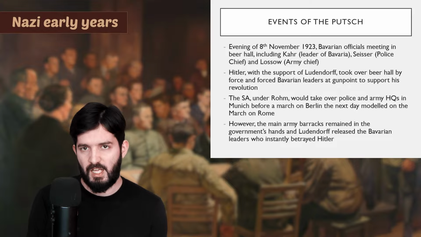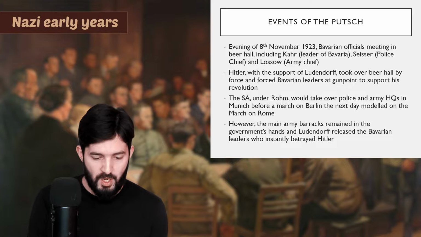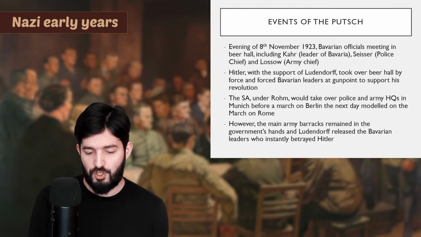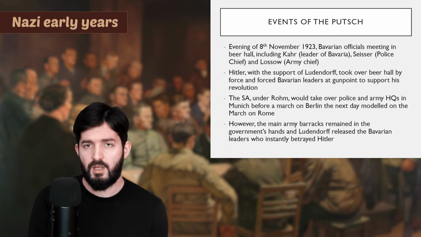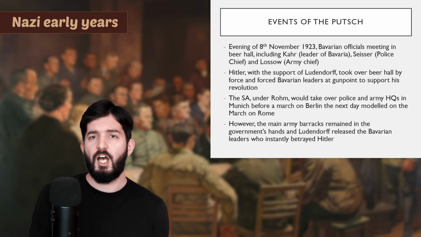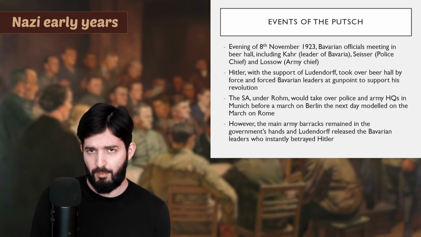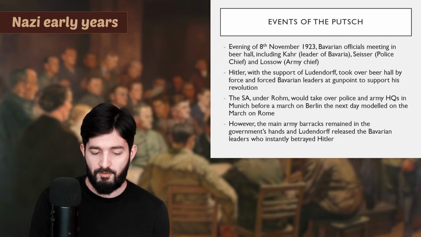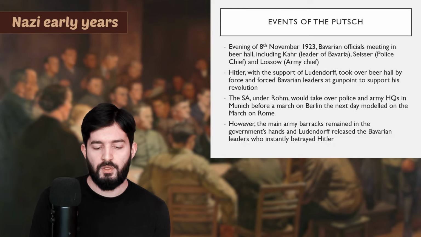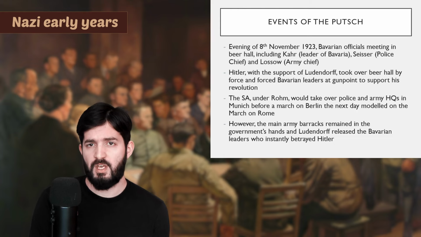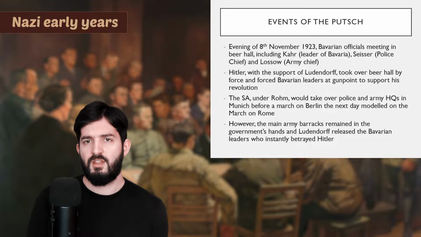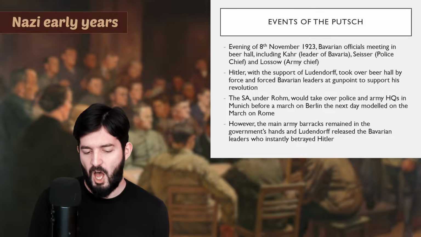So the Munich Putsch begins on the evening of the 8th of November 1923, where there are these Bavarian officials, the leaders of the Bavarian government, meeting in a beer hall addressing the leaders of other right-wing political parties. Now, the 3 individuals here involved are a man called von Kahr, who's the leader of the Bavarian government itself. You have a guy called von Caesar, who's the head of the police, and then a guy called von Lossow, who is the head of the Bavarian army. So you've got the head of the government, the head of the police, and the army chief.